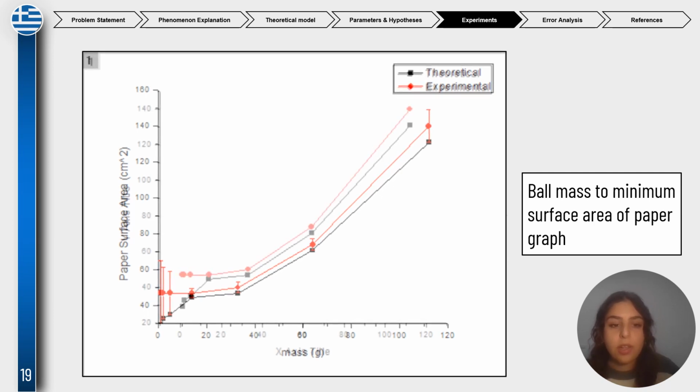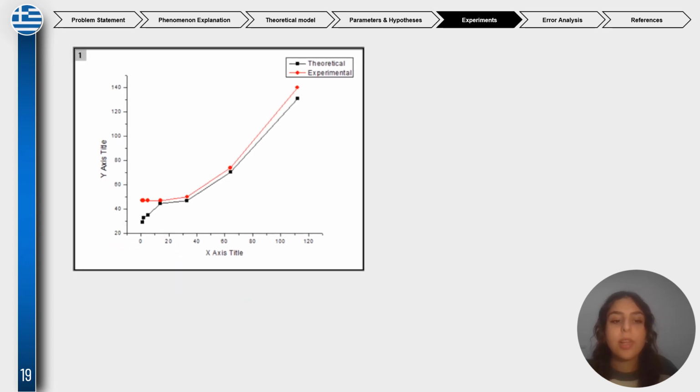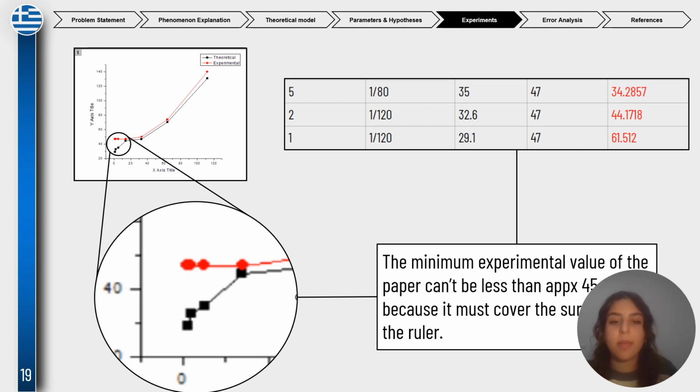So let's analyze a little bit what is happening here on the left, because you can see that the theoretical and experimental values diverge from each other. So let's see what is happening. The minimum experimental value of the paper in our experiment cannot be less than approximately 45 cubic centimeters because the paper must cover at least the surface area of the ruler.